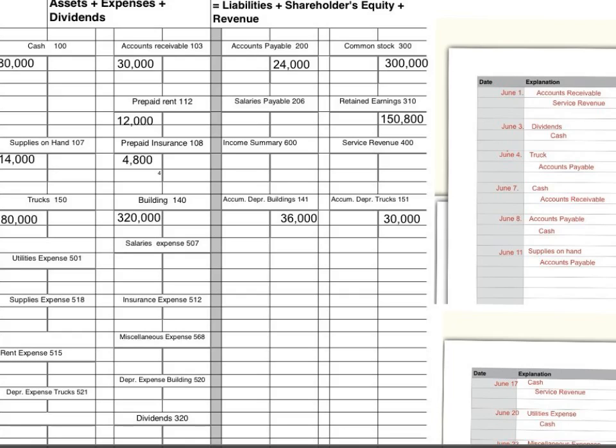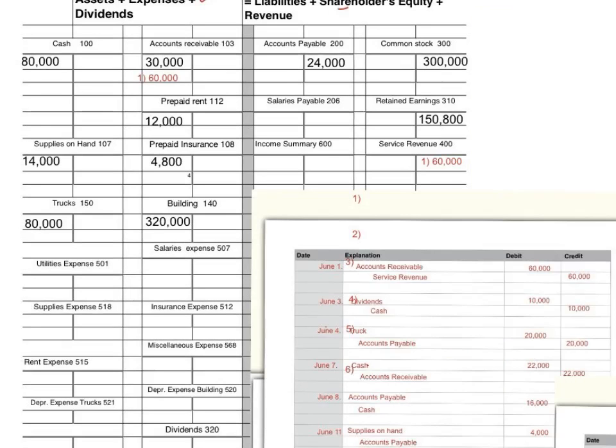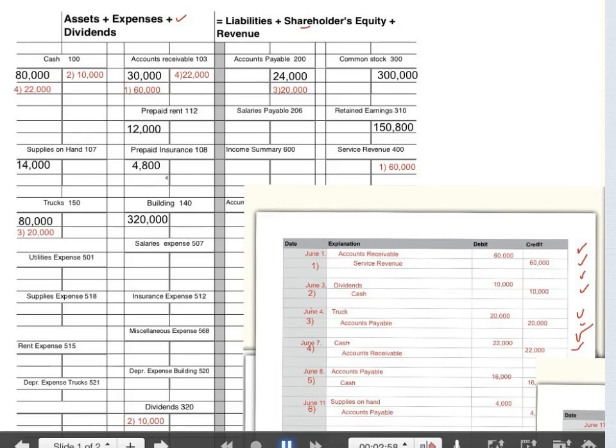And now we're going to take each journal entry and begin to post them to the ledger. For example, the first one is a debit to accounts receivable and a credit to service revenue. So therefore, debit accounts receivable, number one, I've numbered each of these journal entries, and credit service revenue, $60,000. Now, in this next one, I debit dividends and credit cash. So number two, a debit to dividends, and number two, a credit to cash. And truck and accounts payable, a debit of $20,000 to truck and a credit of $20,000 to accounts payable.